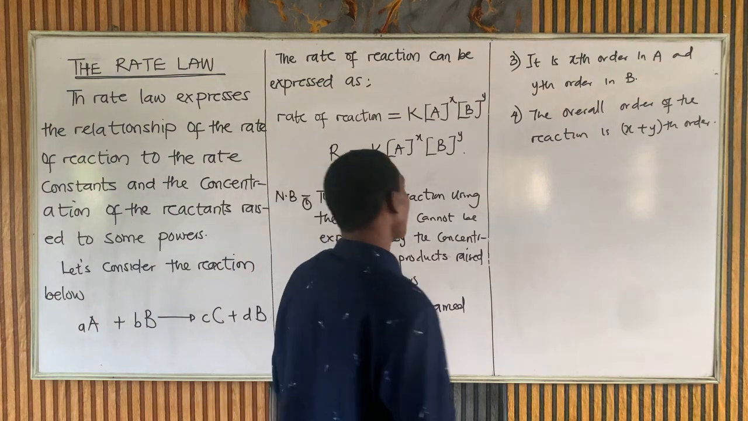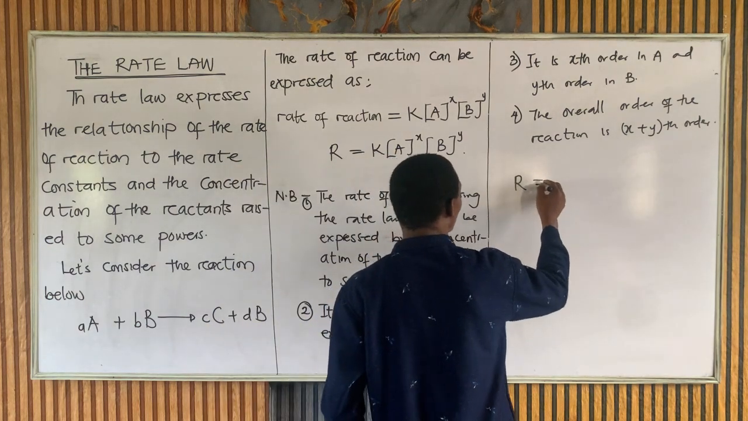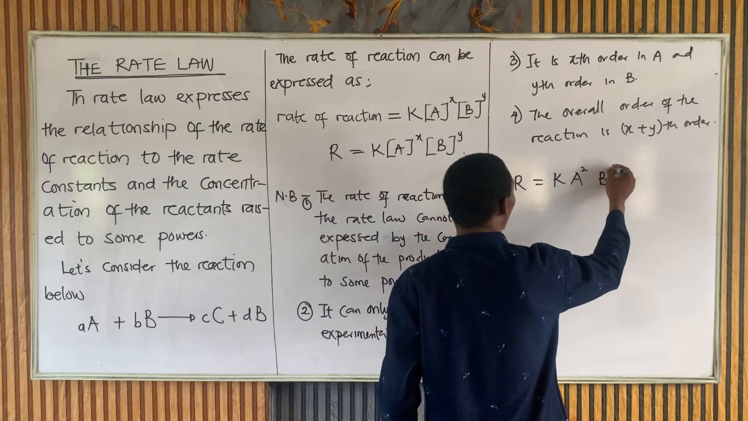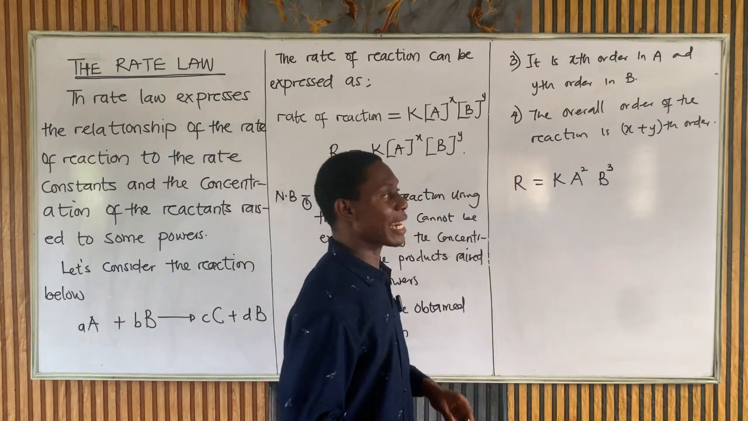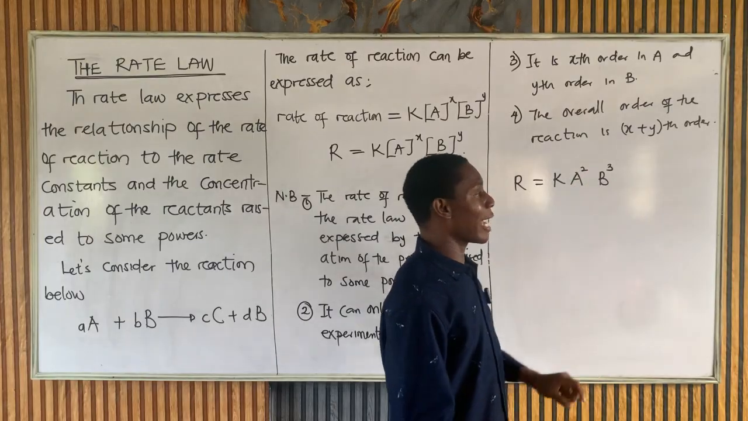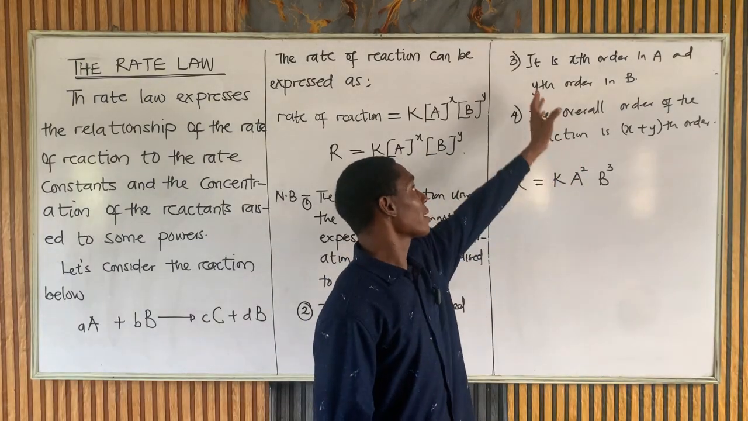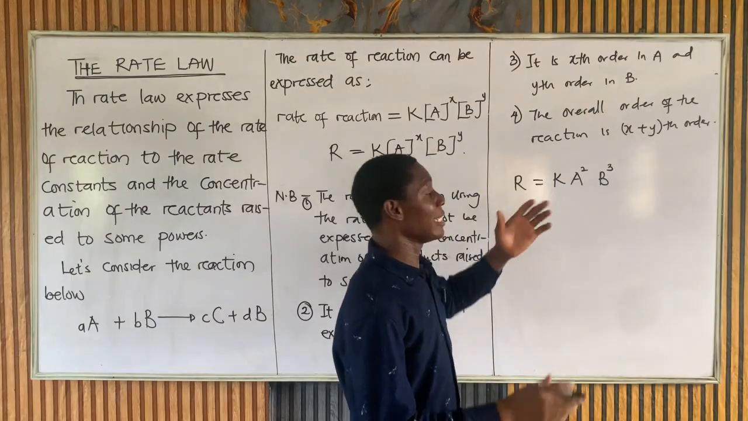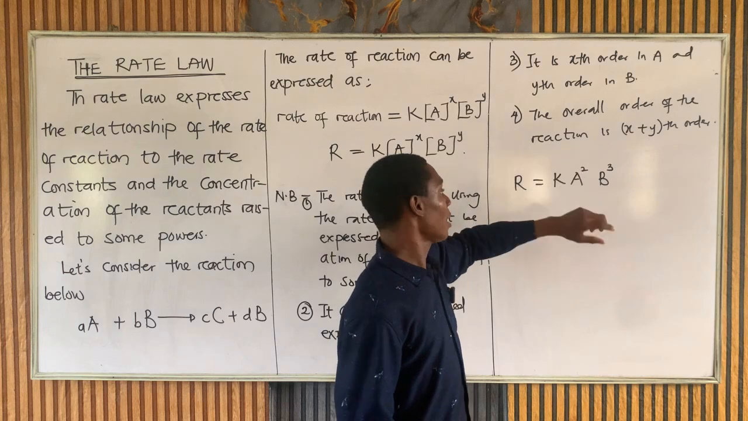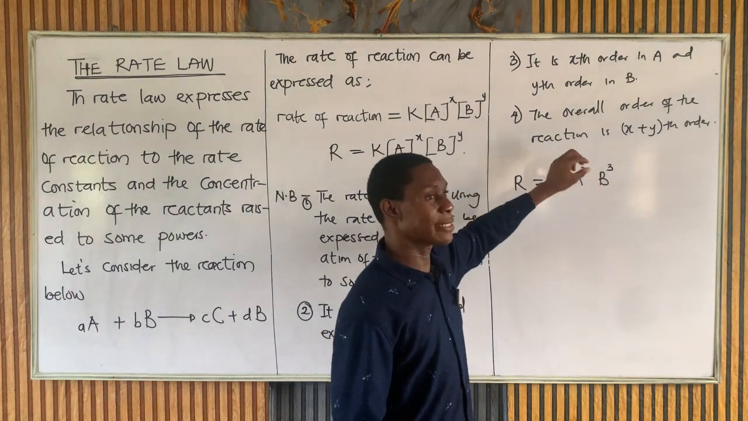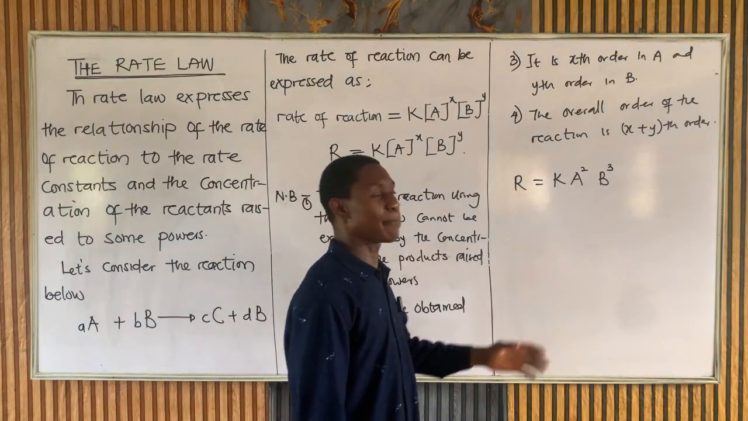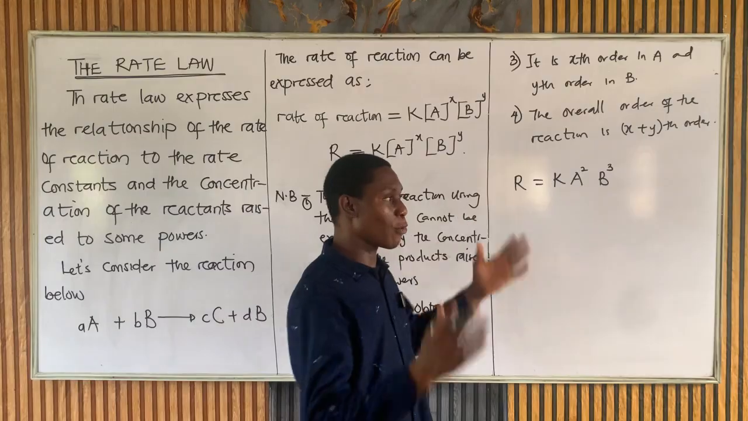Let's assume that we have an equation where R is equal to K, A raised to power 2, and B raised to power 3. Now, this reaction is second order in A and third order in B. Whatever the power is, that is the order. The power here is 2, second order in A, and the power here is 3, third order in B. If you ask me the overall order of this reaction, it's simply 5. That's 2 plus 3. That is the overall order.